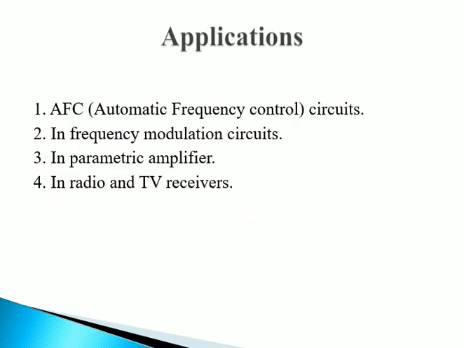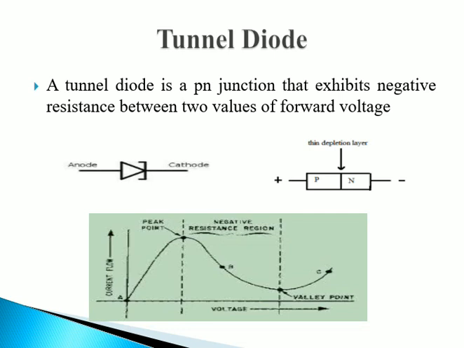Where it can be used: they are used in automatic frequency control circuits, in frequency modulation circuits, in parametric amplifiers, and in radio and TV receivers. The next one is the tunnel diode. Now this tunnel diode is a PN junction diode which exhibits negative resistance between two values of your forward voltage.